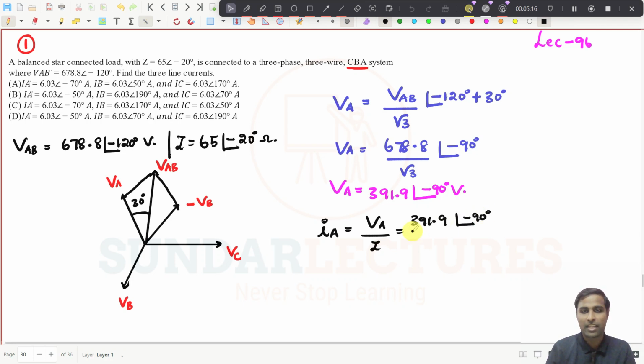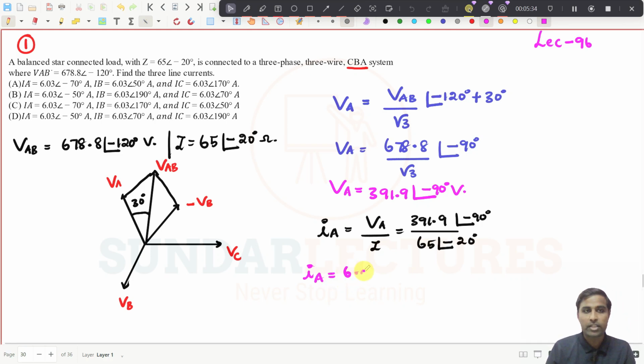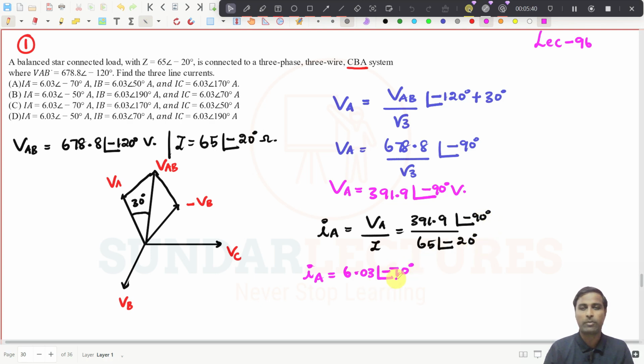That is already there, divided by what is the Z value? It is 65 at an angle of minus 20 degree, right? Yes, minus 20 degree. And if I simplify this, I will get IA. I'm just getting it to be 6.03 at an angle of minus 70 degree. If you bring this to the numerator and all those kind of things, you already know.